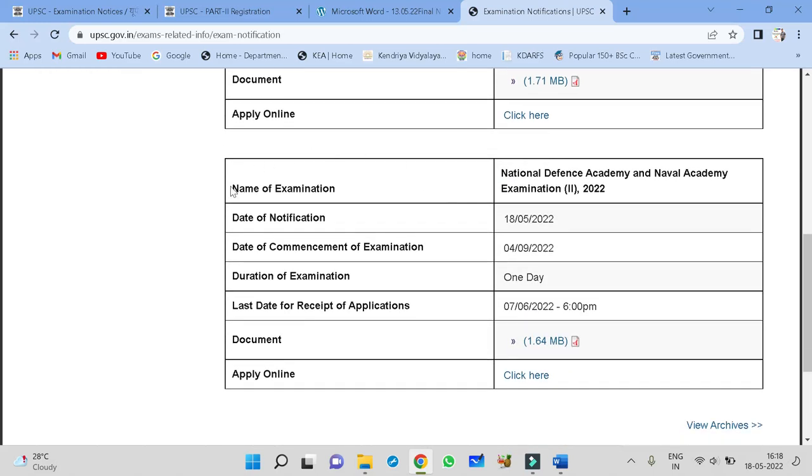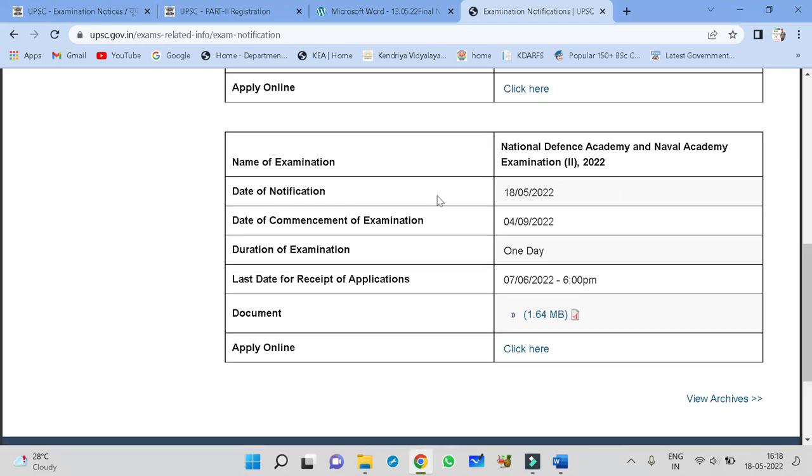If you go further down, you can see the name of the examination is National Defense Academy and Naval Academy Examination 2. This year it is happening for the second time, 2022. Here you can see the date of notification, published on 18th. The date of commencement of the exam is 4/9. The duration of the exam will be 1 day. Within 1 day, everything will happen.